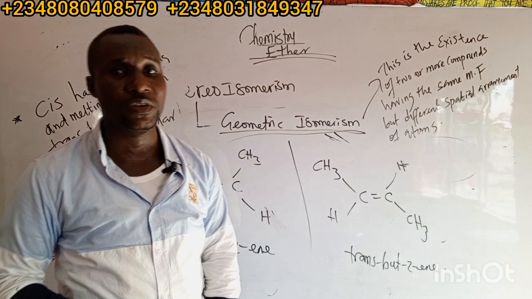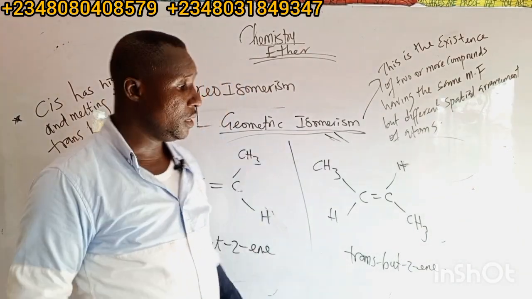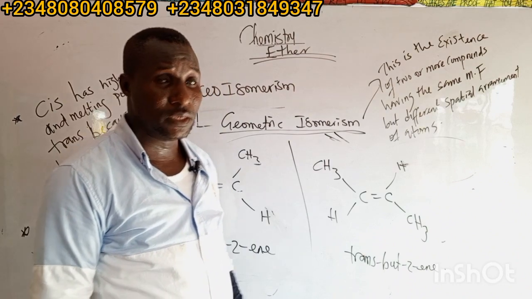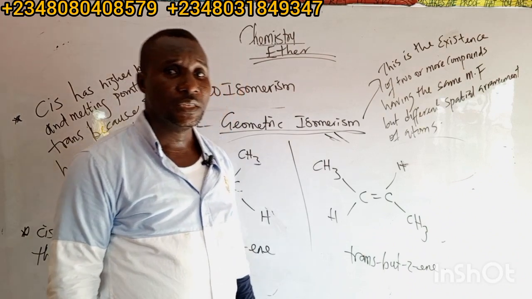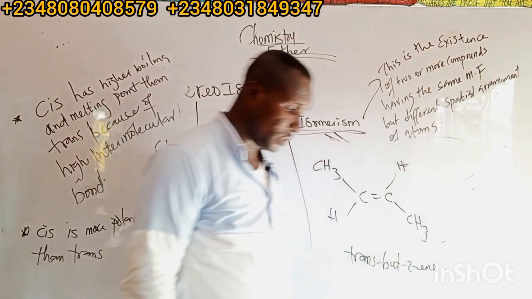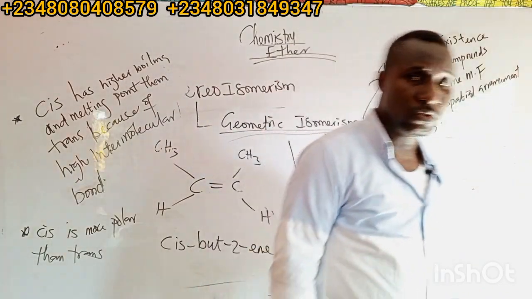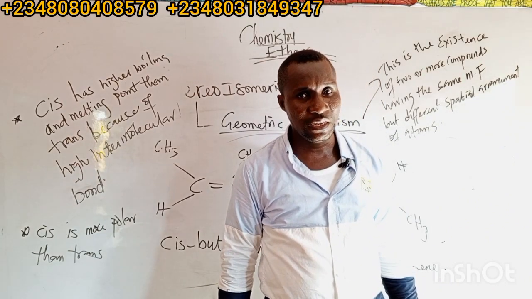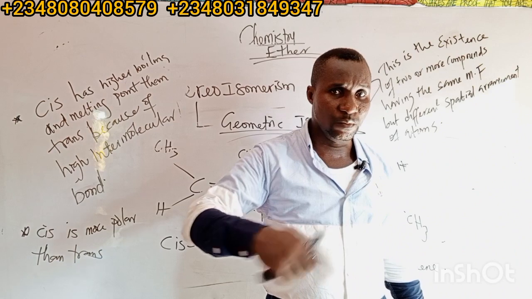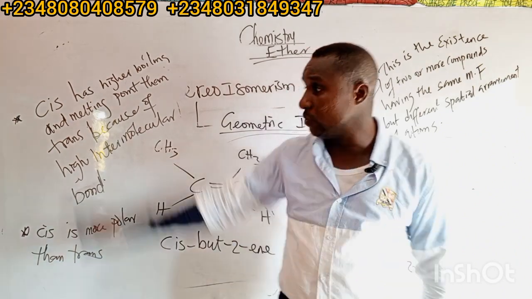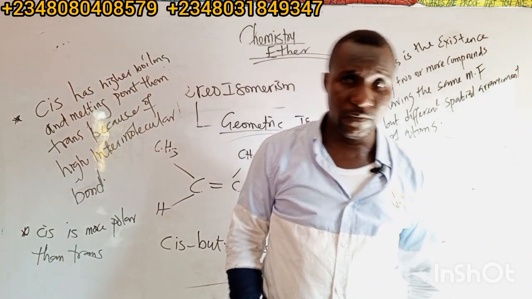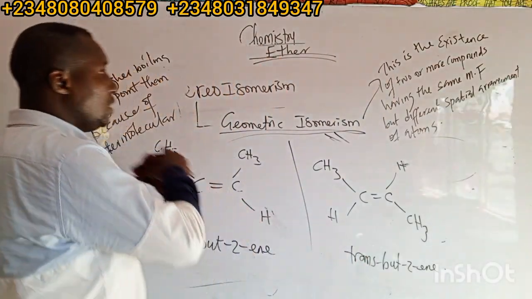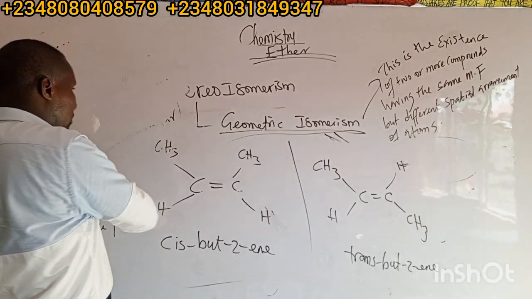For a compound to undergo geometric isomerism, which is cis and trans, the compound will be covalently bonded. Then you must not have the same atoms or groups attached to the covalent bond at the same side. That means all the atoms must not be the same, as the one I gave earlier. Take note of that. Let us go to optical isomerism.